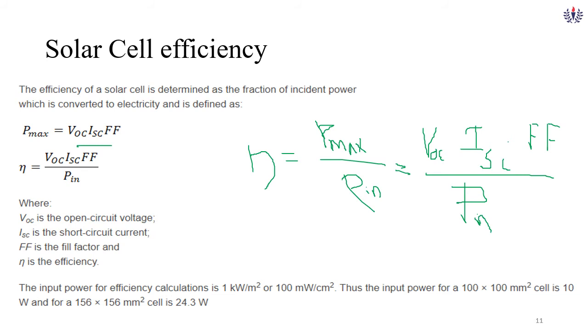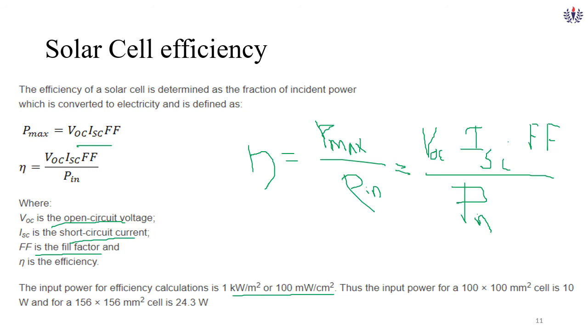So, the efficiency is VOC ISC fill factor divided by the input power, where VOC is the open circuit voltage, ISC is the short circuit current, FF is the fill factor, and eta is the efficiency. The input power for efficiency calculation is 1 kilowatt per meter squared or 1000 milliwatts per centimeter squared.